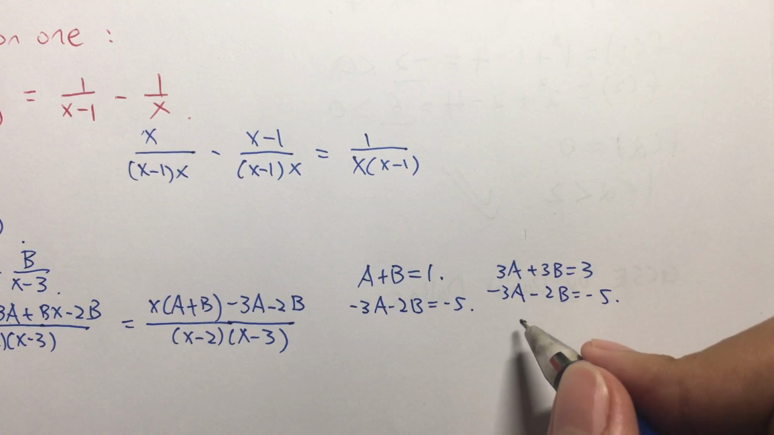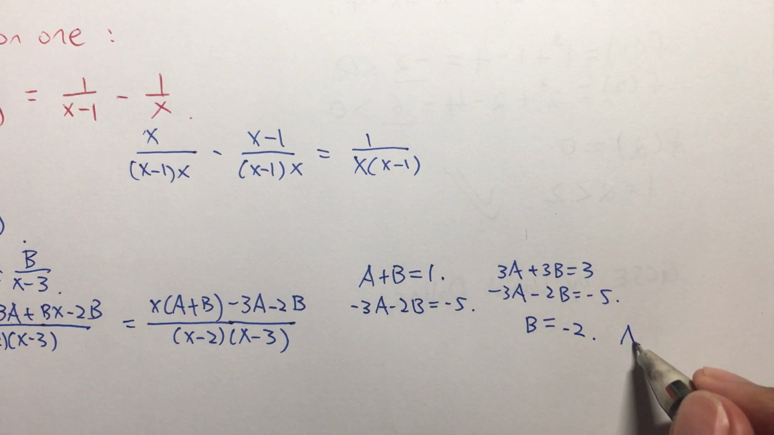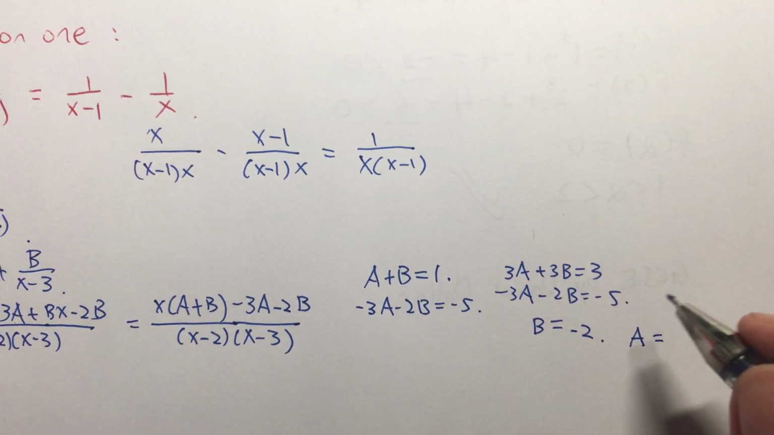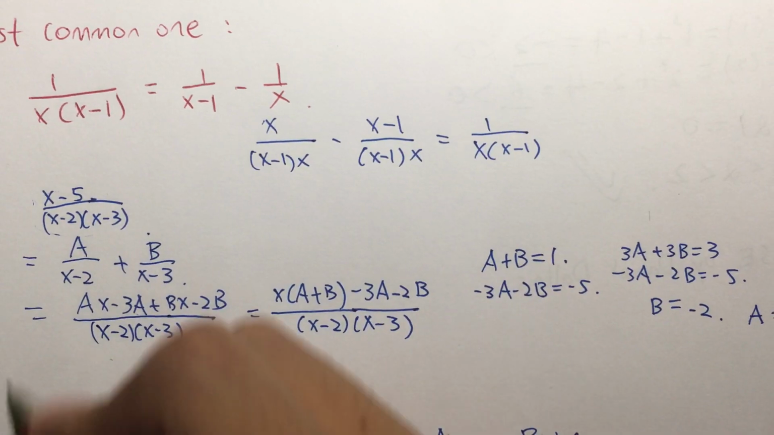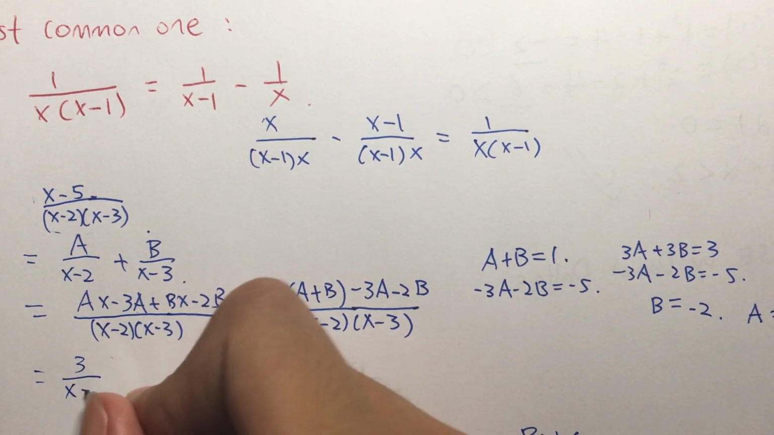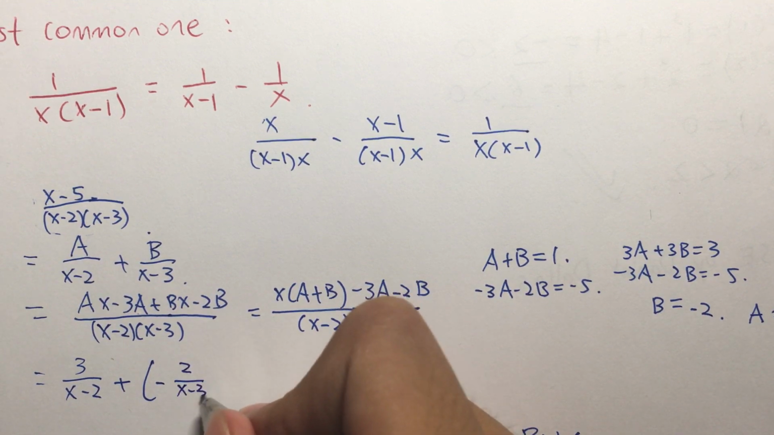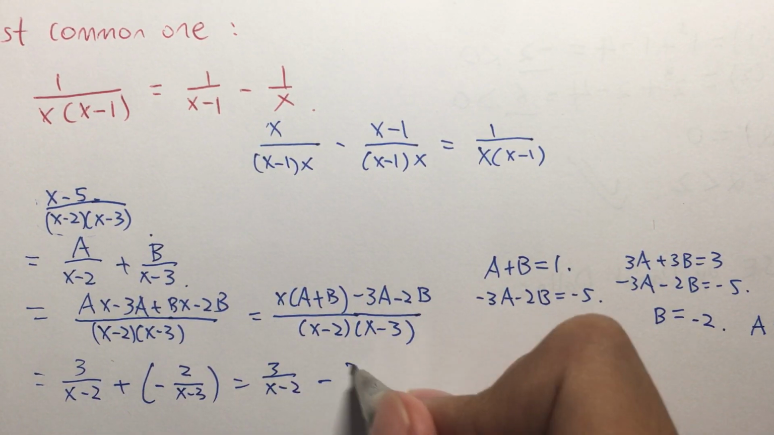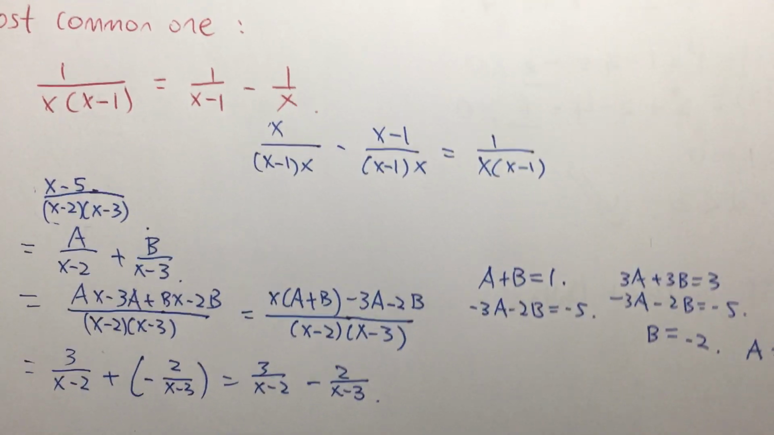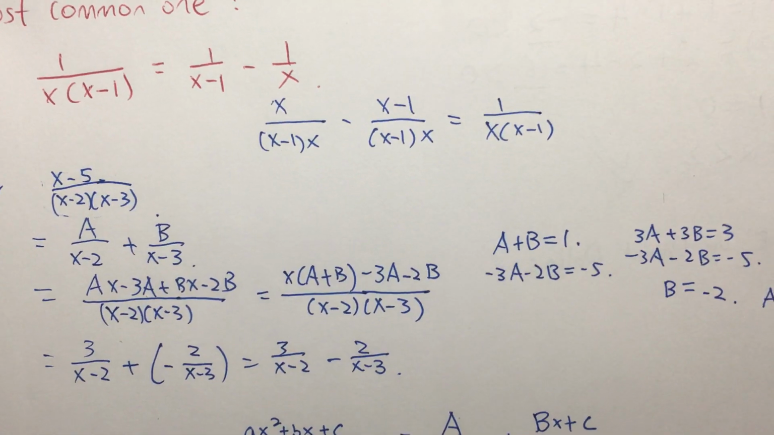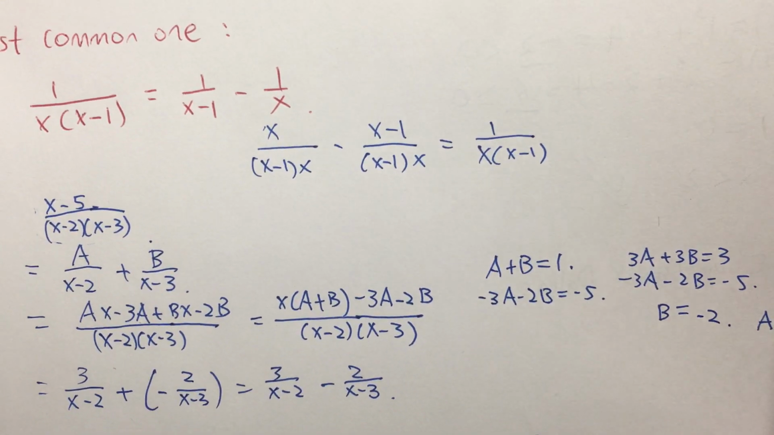Solving, we get b equals negative 2, and a is equal to 3. So we will get 3 over x minus 2 plus negative 2 over x minus 3, which is equal to 3 over x minus 2 minus 2 over x minus 3. And we've done. This has a very important aspect if we continue to do more questions.